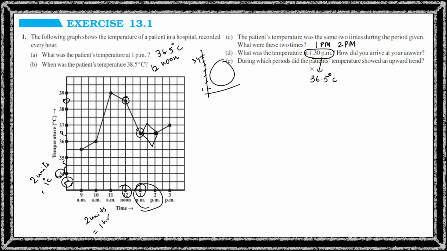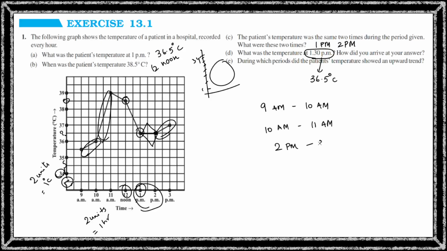During which periods did the patient's temperature show an upward trend? Here you can see that from 9 a.m. to 10 a.m. it's an upward trend, right? So that is one upward trend, 9 a.m. to 10 a.m. And then 10 to 11 also is an upward trend, very steep, right? And then from 11 to 12 it's decreasing, 12 to 1 it's decreasing, 1 to 2 it is the same, and then 2 to 3 it is again increasing. So 2 p.m. to 3 p.m.